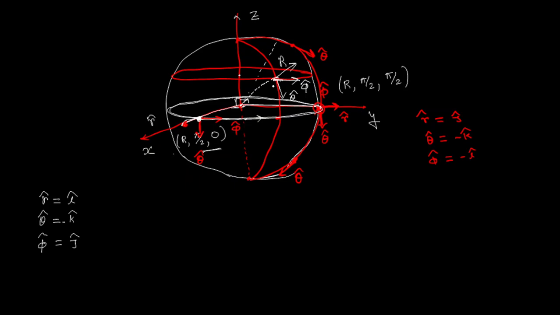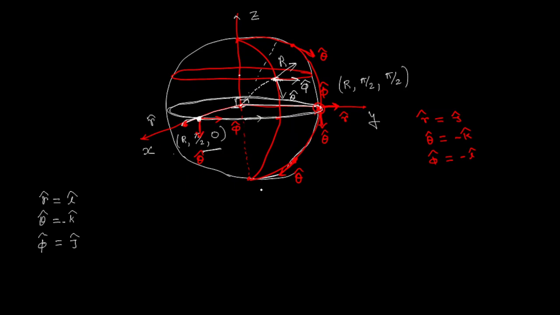And for phi cap, what do we have to do? We have to draw a circle about the z-axis which passes through this point, and then we draw a tangent on the circle in the anti-clockwise direction, and that will give you the direction of phi cap. Okay, so if you remember this, I think you can find out the directions of theta cap and phi cap at any point on the surface of a sphere. Okay, surface of a sphere. Good.